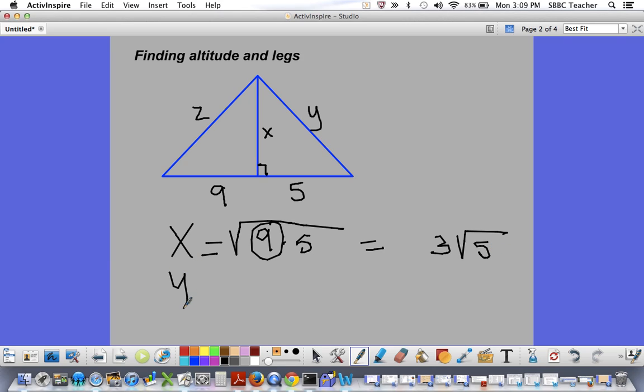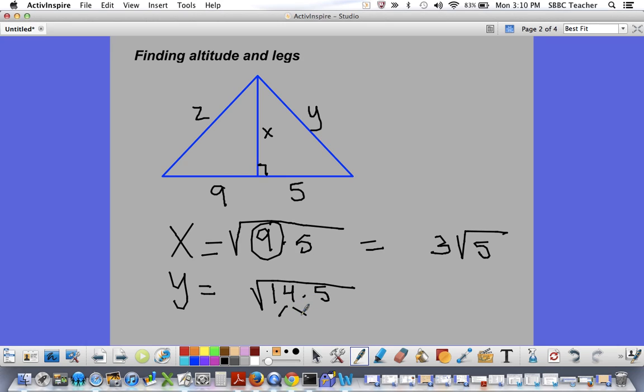The legs. Why? The way you find the leg is by adding the parts of the base. So 9 plus 5 is 14. And multiplying that by the part of the base that's adjacent to the leg you're looking for. So since we're solving for y, we're going to multiply 14 by 5, and we put that under the square root.